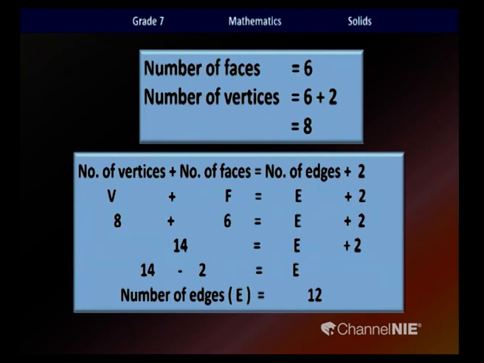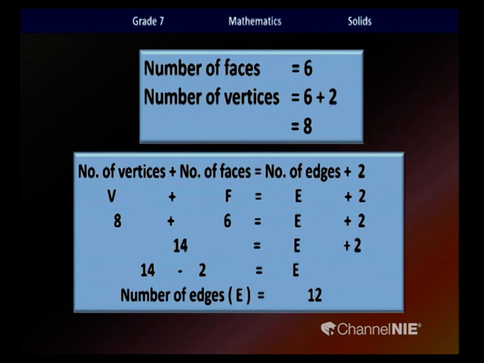That is 8 plus 6 equals E plus 2. Once again, you have to consider it as a simple equation. Therefore, I need to find the number of edges. I have taken the number of edges on one side and I have taken all the other values to the other side. First of all, we will add the number of vertices and faces.